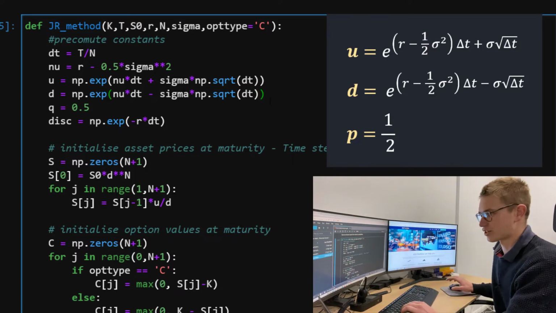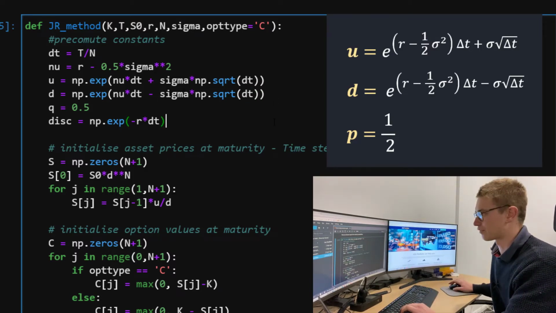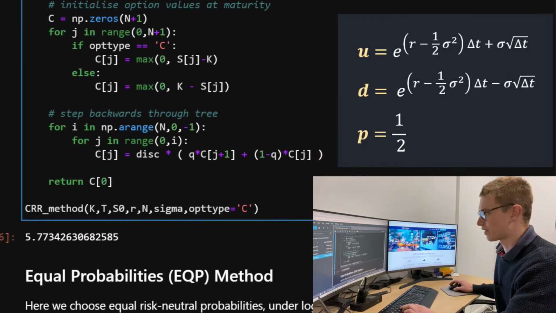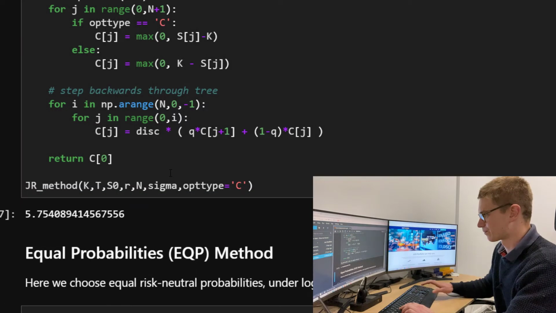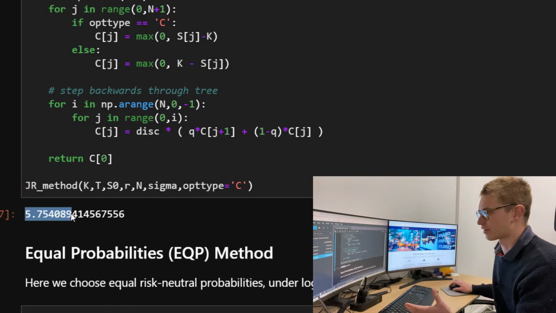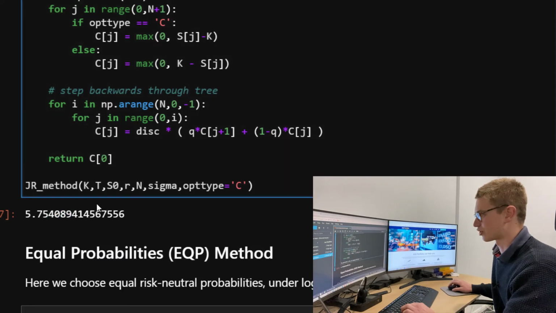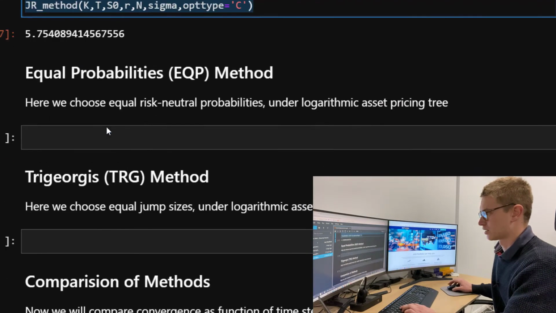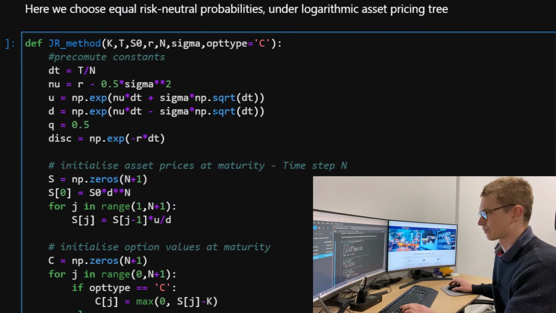So that's the only change that we need for the formulation for the JR method. Let's make sure that we're calling the right function, JR method. And you can see there we get a very similar call price with those strikes and parameters. So let's move on to the equal probability method. We'll copy paste that.